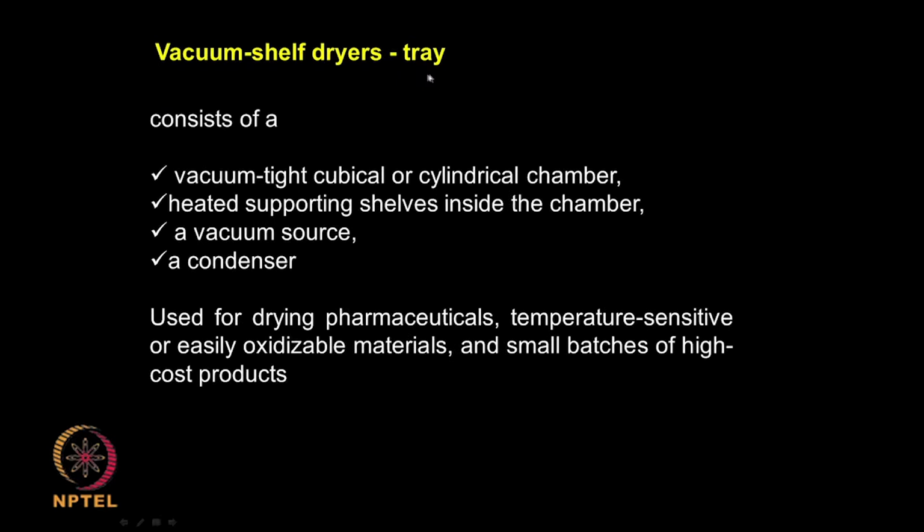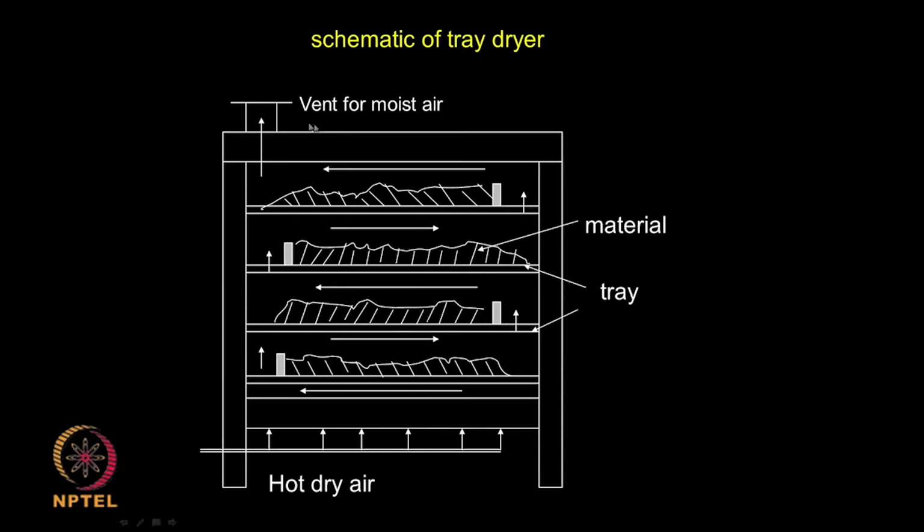Vacuum shelf dryers are also called tray dryers. It consists of a cubical chamber with heated support shelves inside the chamber. There is a vacuum source, and there is a condenser for collecting the solvent or water. It is widely used in pharmaceuticals for temperature sensitive or easily oxidizable material, and we can do it in small batches for high cost products. So, this is a tray dryer.